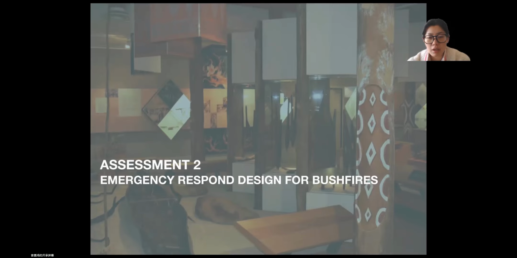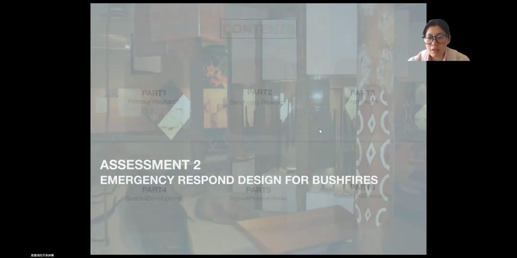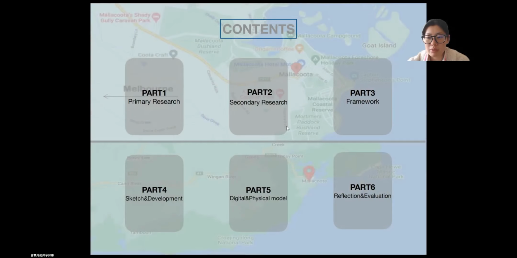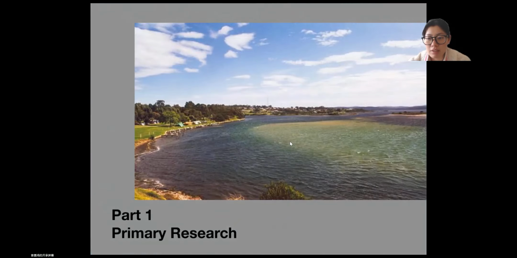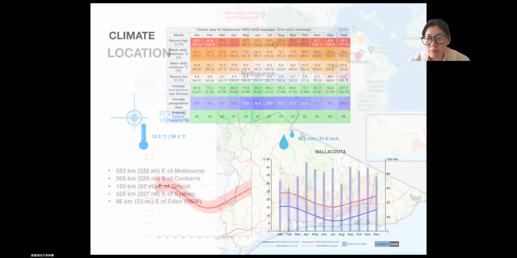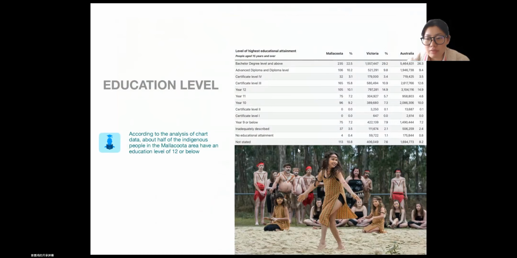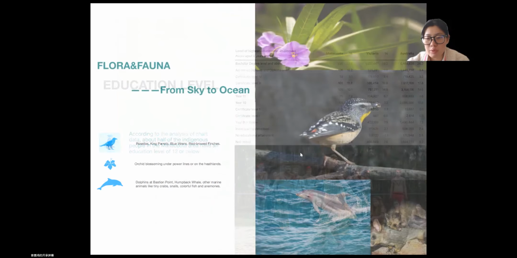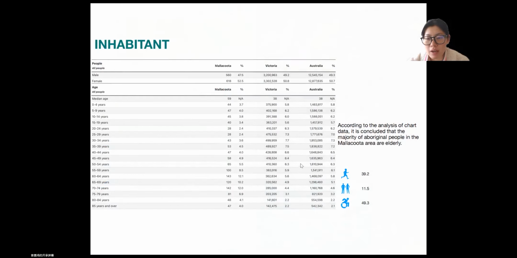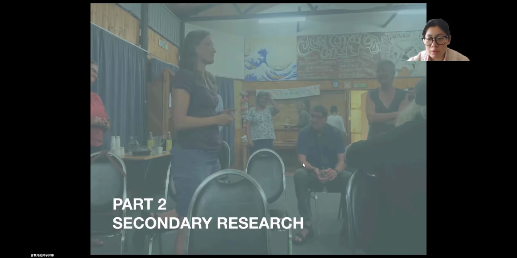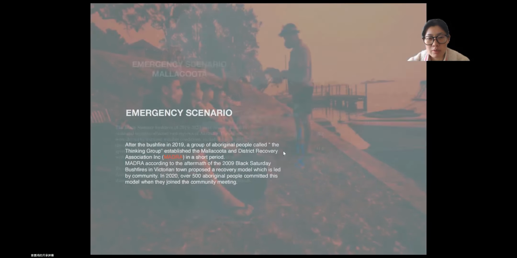Hi, this is May. This assessment tool is an emergency response design based on the Week 7 design proposal that has been continuously refined. The aim is to design a community center to address the lack of access to good educational resources for the Matakuta Aboriginal people due to a lack of funding after the bushfire.